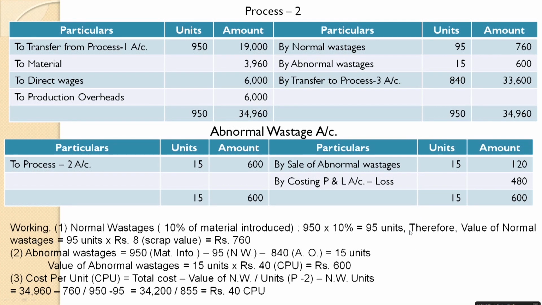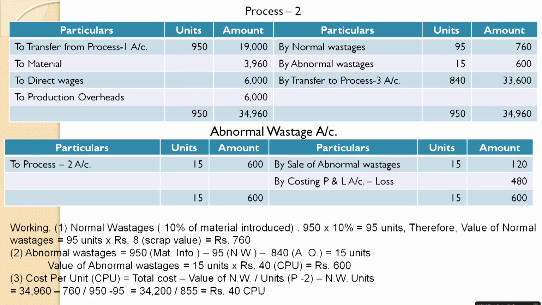Now we need to calculate the normal wastage value. What is the scrap value of normal wastage, which is also clearly given in the question? Rupees 8 per unit. So 95 units multiplied by 8 rupees scrap value comes to 760 rupees. This is the value of normal wastage, which is written on the credit side of the process 2 account along with the units and amount. So in the amount column, 760 rupees. So far we identified the first item which is not clearly mentioned in the question, that is normal wastage: 95 units and 760 rupees.